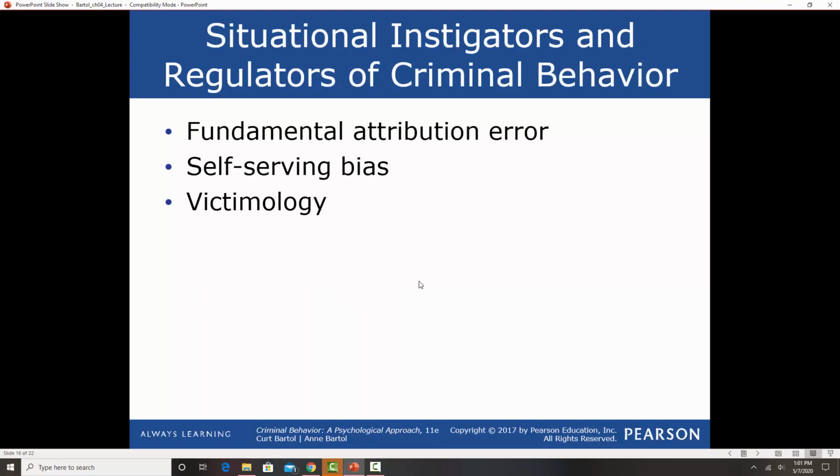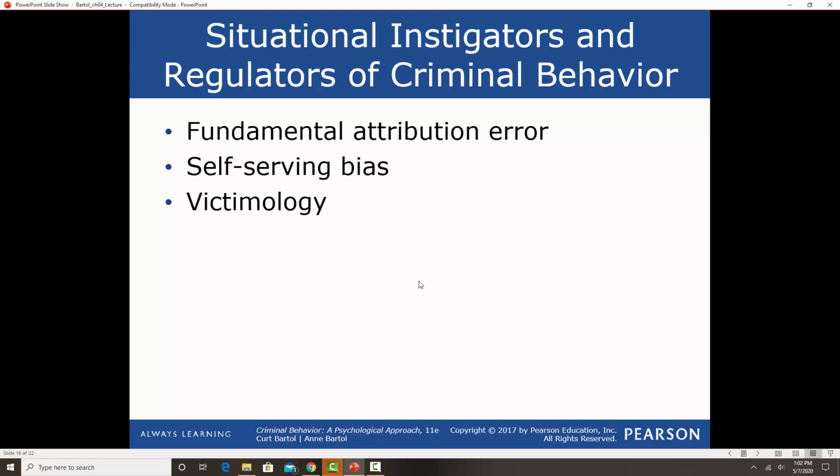All right, situational instigators and regulators. Most theories and research support the view that human behavior results from a complicated interaction between personality traits and situational variables. Some social scientists, mostly psychologists, suggest that much of crime theory and research neglects situational variables in favor of looking at dispositional or personality traits. So it's just suggesting that sometimes we are quick to blame behavior on personality traits, and we ignore the situational factors that could be contributing to that behavior. We're ignoring the social factors that could be contributing.